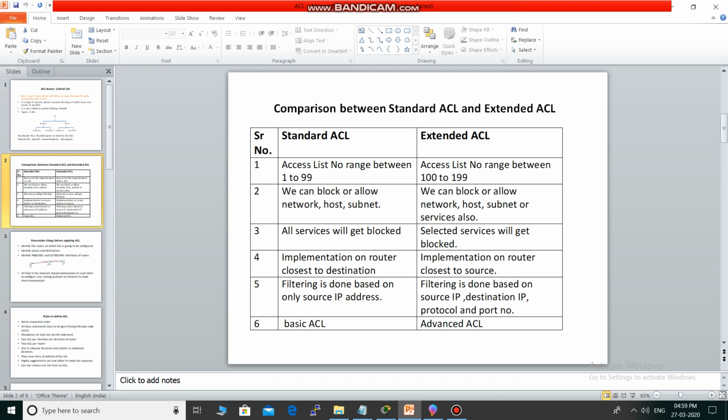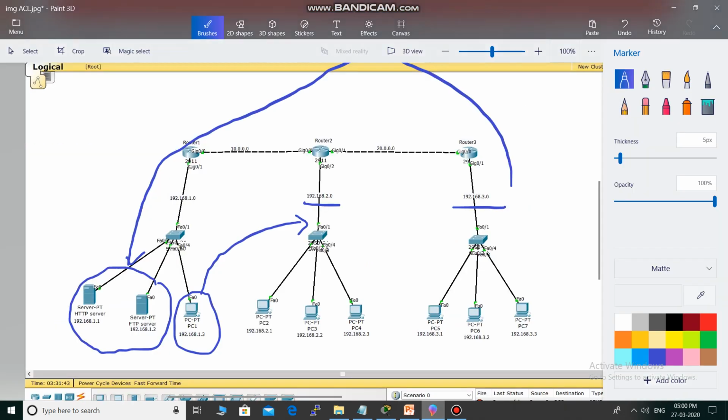In standard ACL, when we block or allow a particular network, host or subnet, all services which are running in that network will get blocked, and on the other hand only selected services will get blocked in extended ACL. So in the fourth comparison, implementation on the router is closest to the destination in standard ACL. Let's see with the help of the practical.